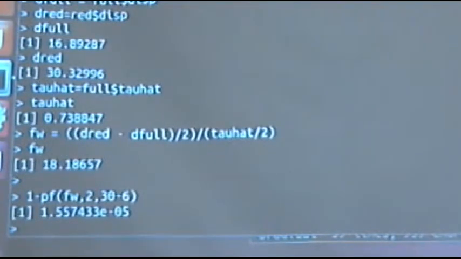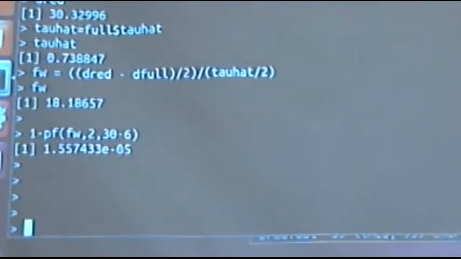I have a question. What is the tau hat that's part of the? Oh, that's the scale parameter used, which we've never used. We haven't had these.